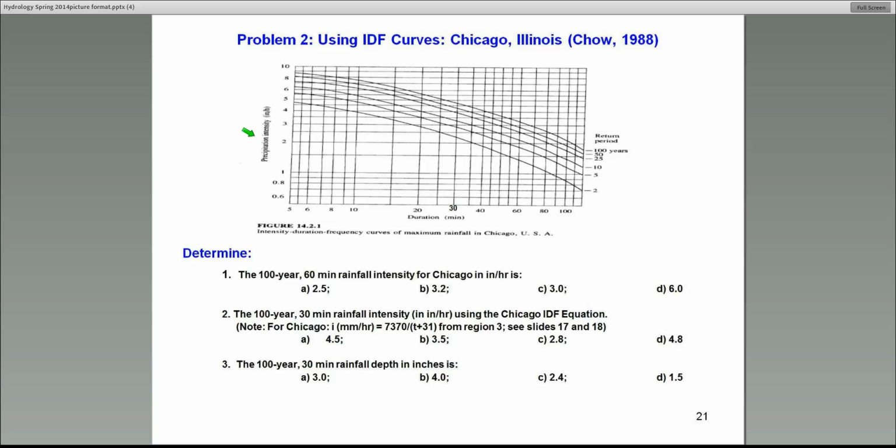I also gave you here in question number 2 to compare that with the IDF equation for Chicago. They happen to be in the same region as Louisville. So please work on that and see what you come up with.